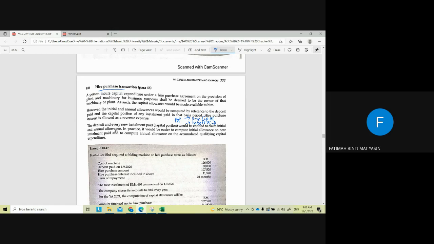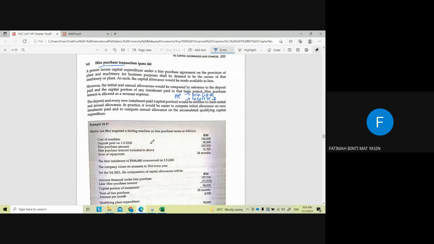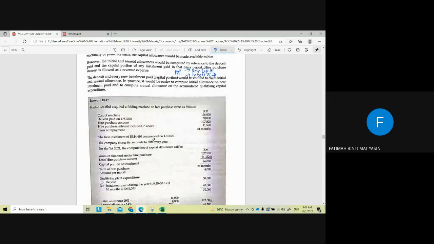The deposit and every new installment paid, capital portion, will be entitled to claim initial and annual allowance. In practice, it will be easier to compute initial allowance on new installment paid and to compute annual allowance on the accumulated. Please read this on your own. For this interest, when the company purchases the asset under hire purchase, the interest that the company paid is considered an allowable expense. We have an example here, example 18.17.